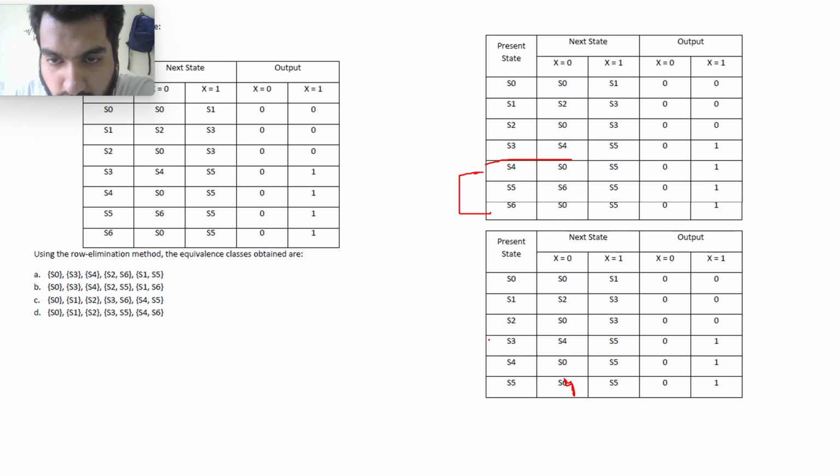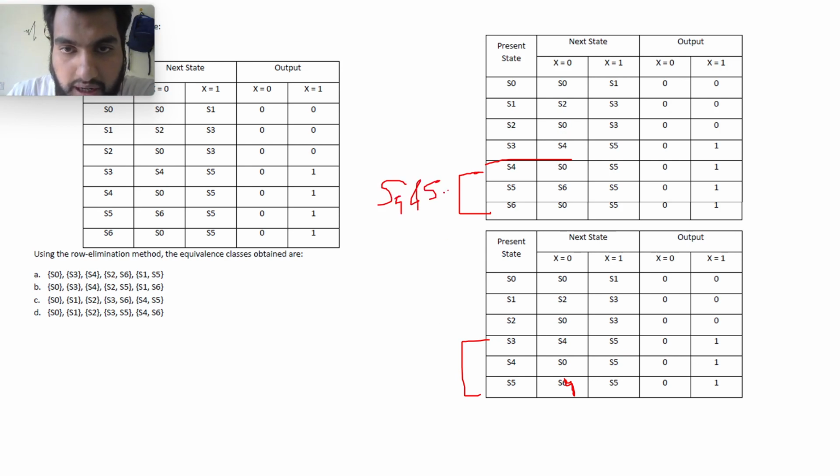And as you can see, now S3 and S5 are equivalent. S4 and S4 are equal, S5 and S5 are equal, and outputs are also equal. So from here we got S4 and S6 are equivalent, and in the next step we've got S3 and S5 are equivalent. So no further equivalency is possible.